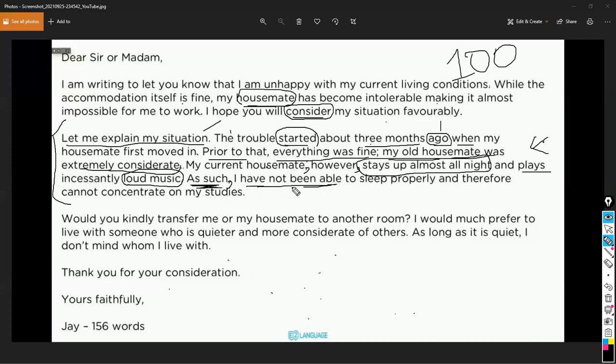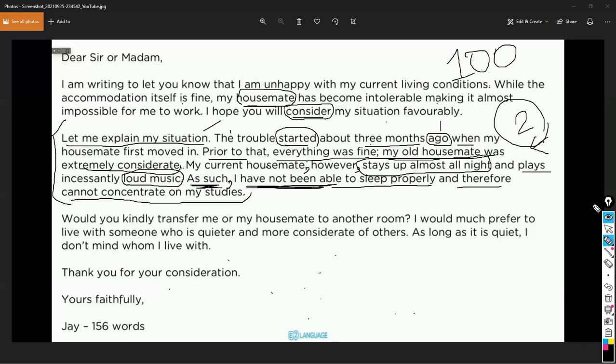After this happened, this is why I use the present perfect. I have not been able to sleep in a good way. Because of that, I cannot focus on my work or studies. So these are the two main problems that I have, guys, with that housemate.